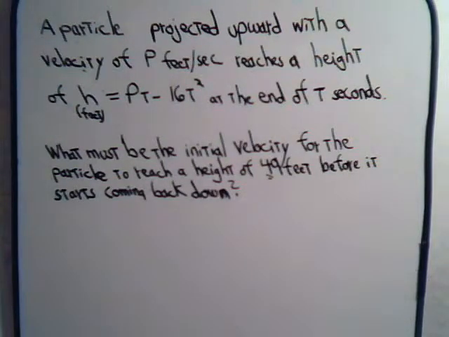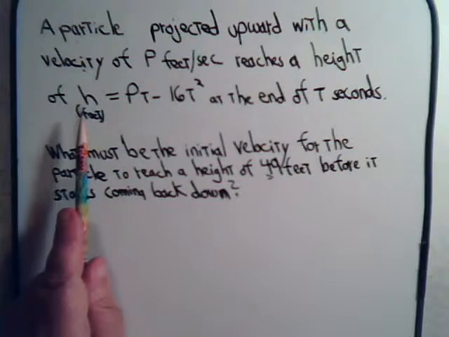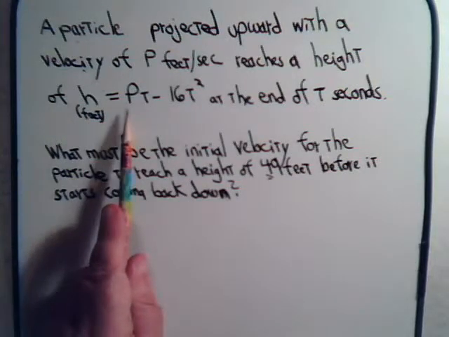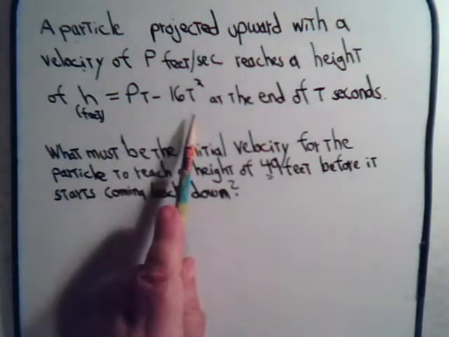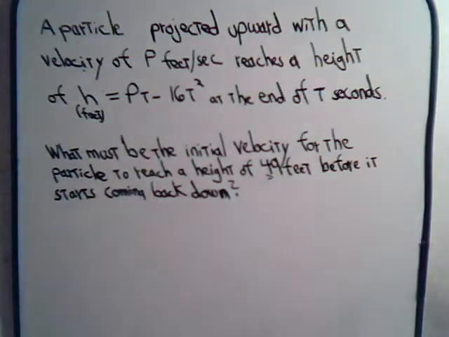Okay, in this video, we're going to use the concepts of turning points, critical points, to solve a trajectory type problem. And here's how it's set up. A particle is projected upward and has an initial velocity of p feet per second. And the formula for finding the height of the particle is h equals p times t minus 16t squared, where t is the time of the flight.